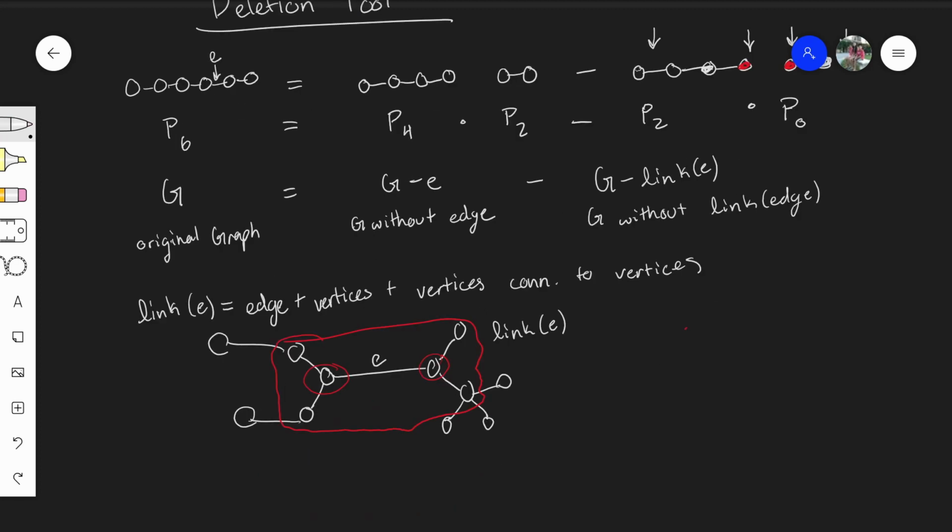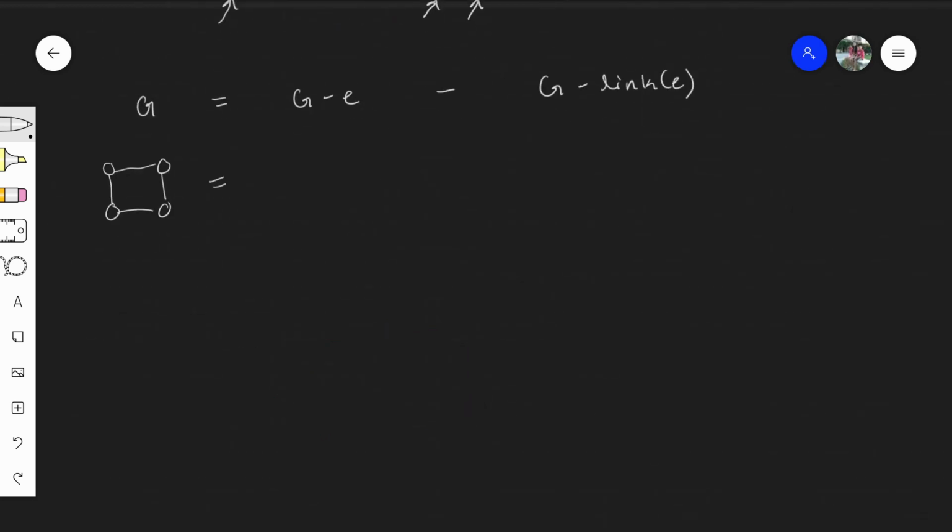However, note that after you remove the link of E, there may still be some vertices left over. So the link of E only includes the vertices connected to the vertices of the edge. If I wanted to find the number of ways to color a cycle graph C4 with this new tool, I might select an edge E and then remove it, so that becomes this. And so these are just 4 vertices connected to each other in a line. This right here is the same thing as saying P4, the number of ways you can color P4.